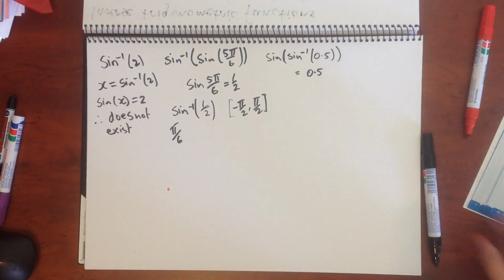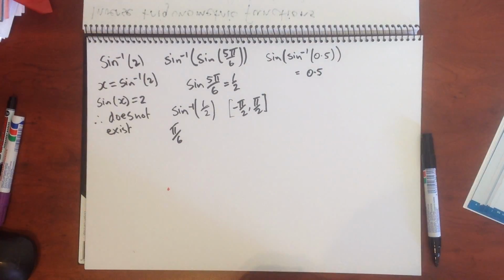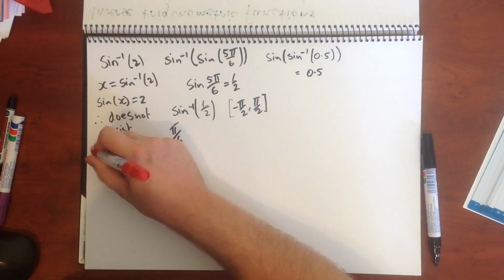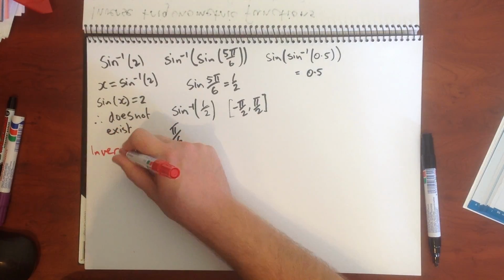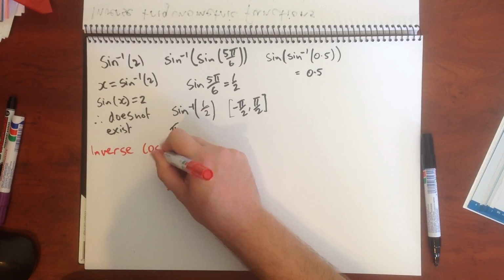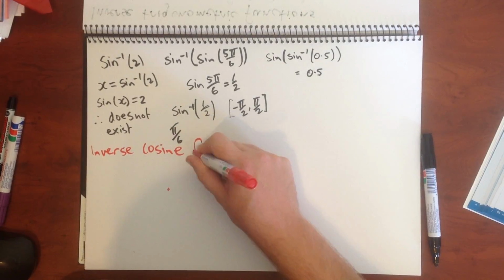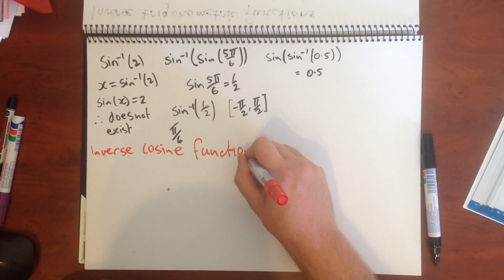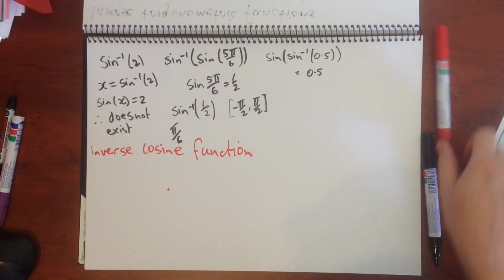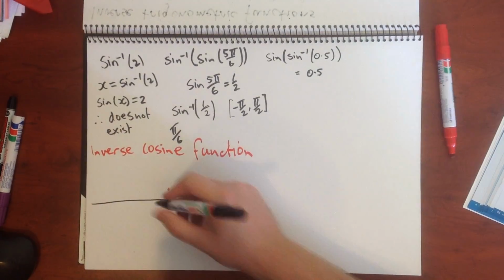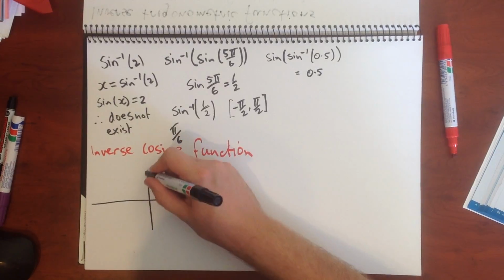Now we can start having a look at our inverse cosine function. In a similar way, we should all be pretty comfortable with what the cos graph looks like.